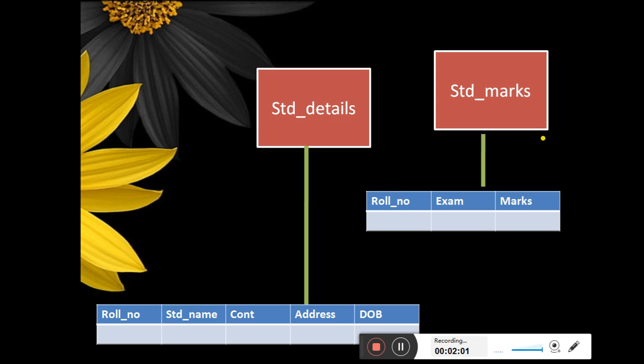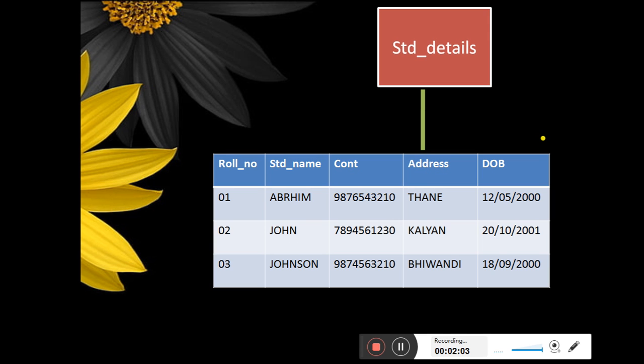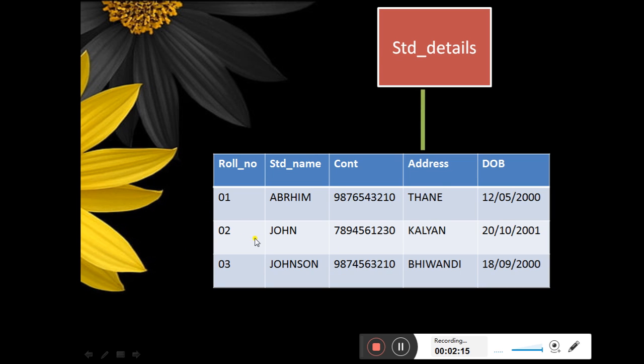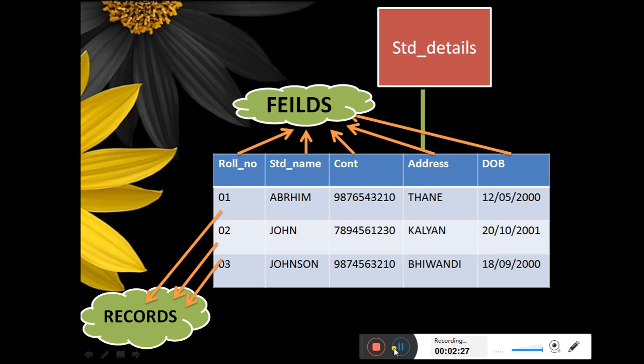Okay, now in the student details table we have already created the fields. Now we are going to insert records in it. We are going to insert 3 records. This is the first record, this is another record, this is the third record. So rows are called records and columns are called fields. Got it? So students, these columns are called fields and these rows are called records.